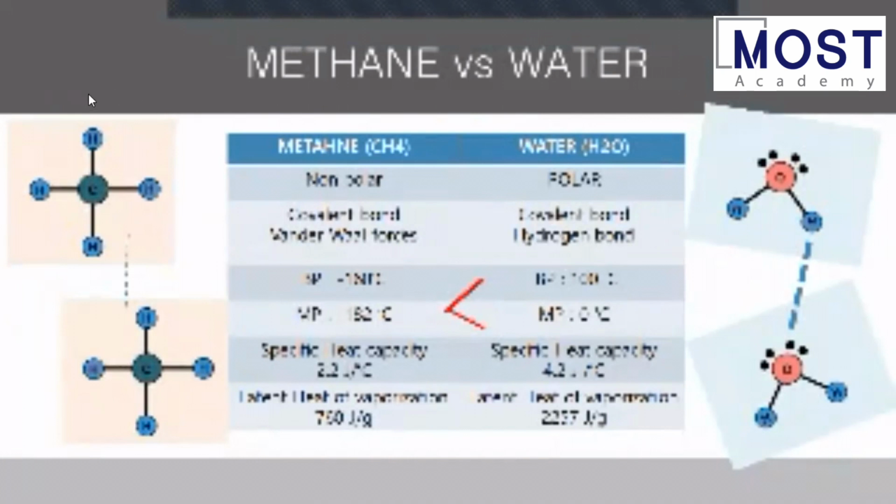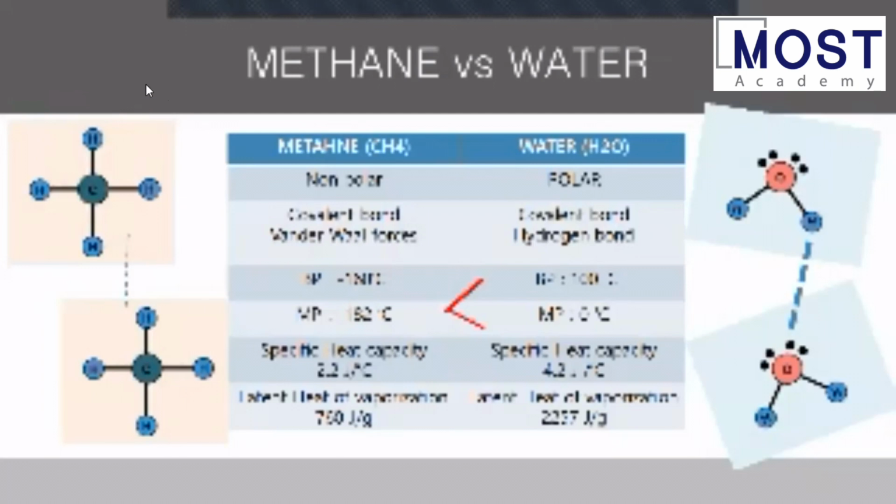This is why the specific heat capacity and the latent heat of vaporization in water is much greater than that of methane. Specific heat capacity means the amount of energy required to increase the substance's temperature by 1 degree Celsius. Okay, and latent heat of vaporization means the amount of energy required to change the substance from a liquid to a gas.